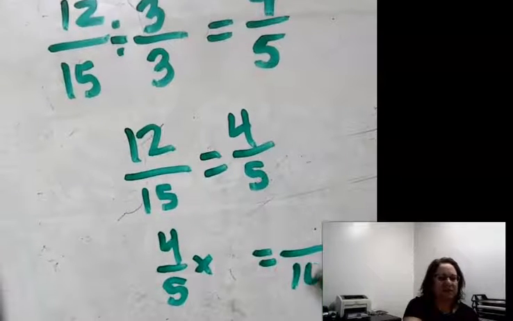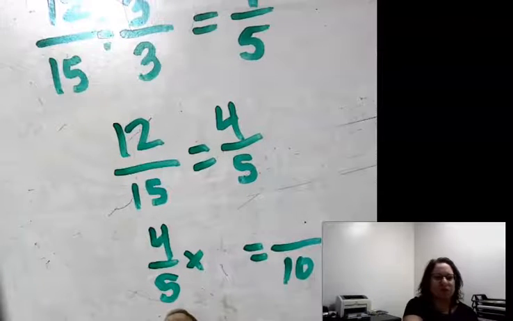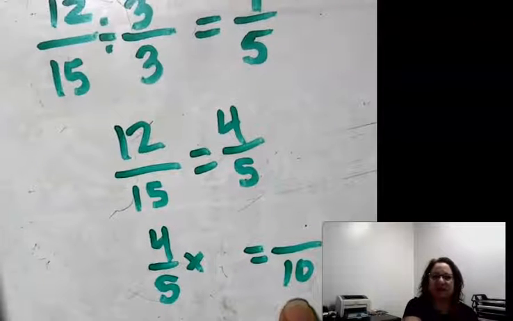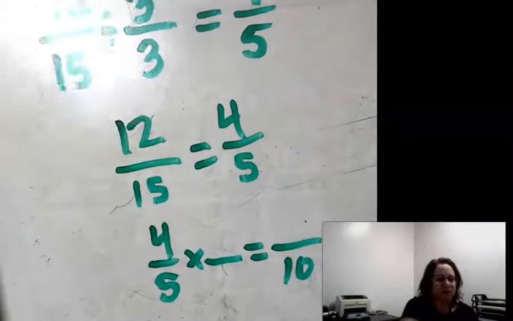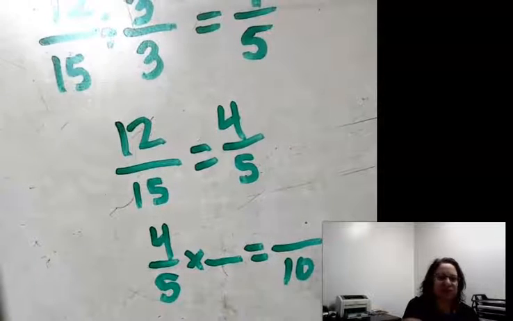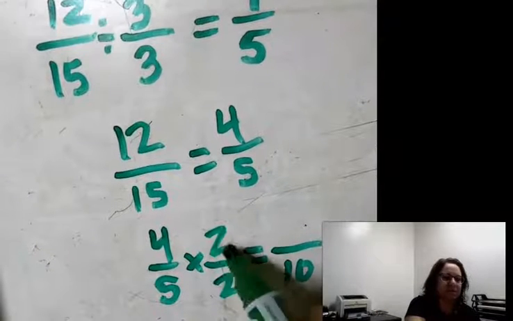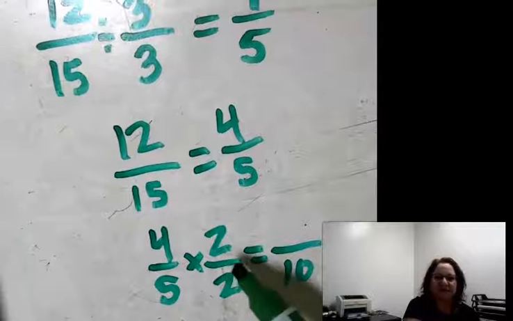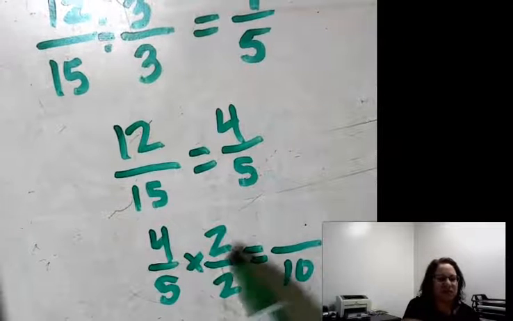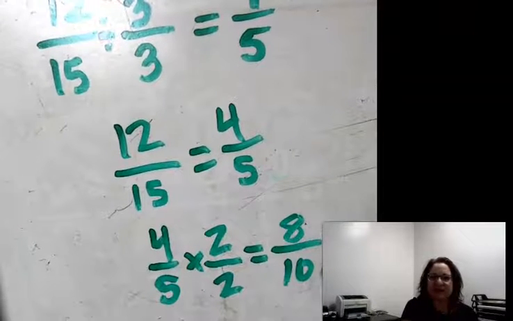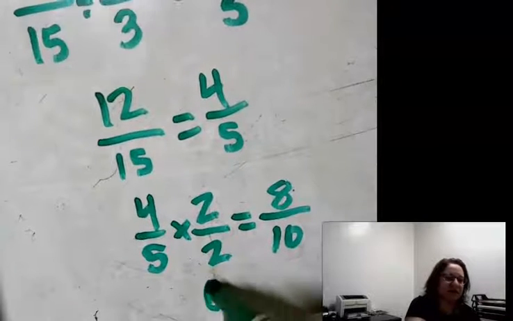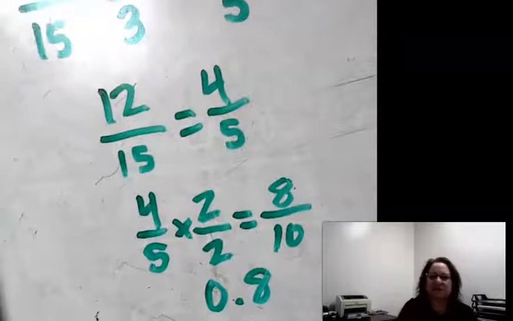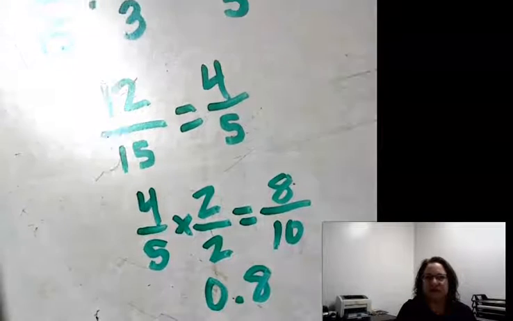Okay, because the denominator is going from a 5 to a 10, I know I'm either going to do repeated addition or, another name for that, multiplication, right? So 5 times 2 is 10. If I do it on the bottom, I have to do it on the top, right? So 4 times 2 is 8. 8 tenths. Okay, well that's easy to write as a decimal, isn't it? 0 and 8 tenths.